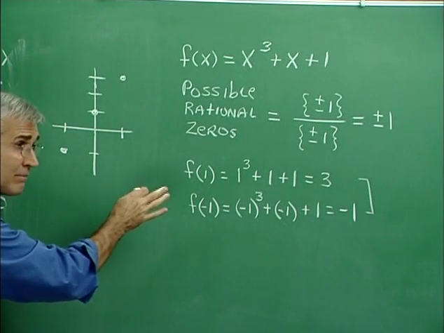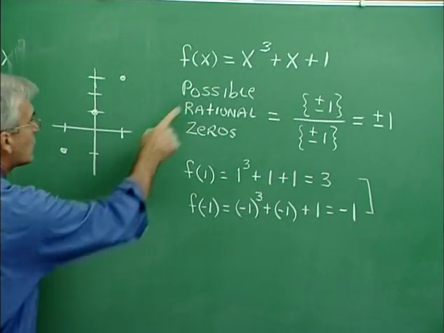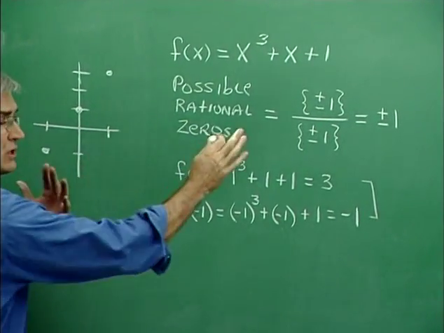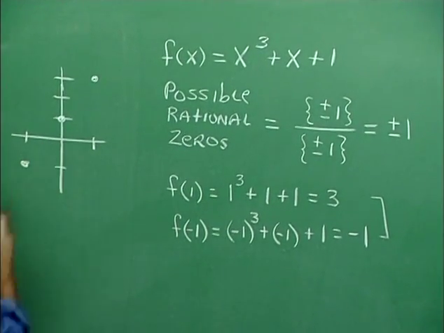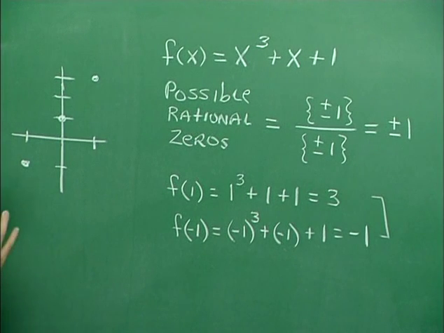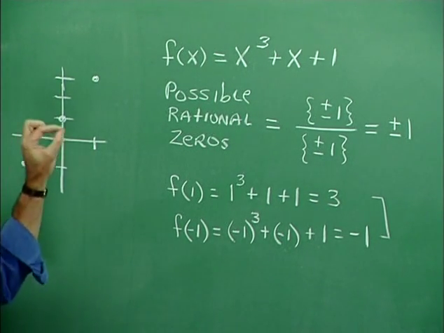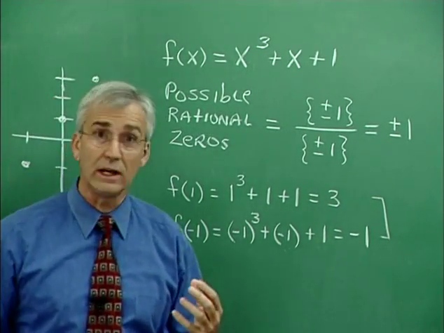Can it possibly be a rational zero that's in this interval? No, because we have tried our rational zero test here. We know that all the possible rational zeros are plus or minus 1, so we know that this zero is irrational. If we want to identify it, of course, we can use our calculator, put the graph onto the calculator and zoom in as many times as we'd like. But what we determine by using the possible rational zero test is that that zero is irrational.